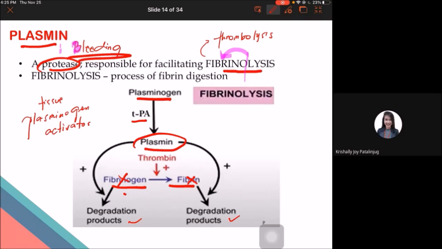Kasi later on, pagdating sa drugs, we also have drugs na available in the market that alters plasmin activation. Natin mga ginatawag na plasmin inhibitor, ganun. So para ma-rationalize ninyo, okay, ano yung effect kapag plasmin inhibitor? Okay, or plasmin activator, etc.